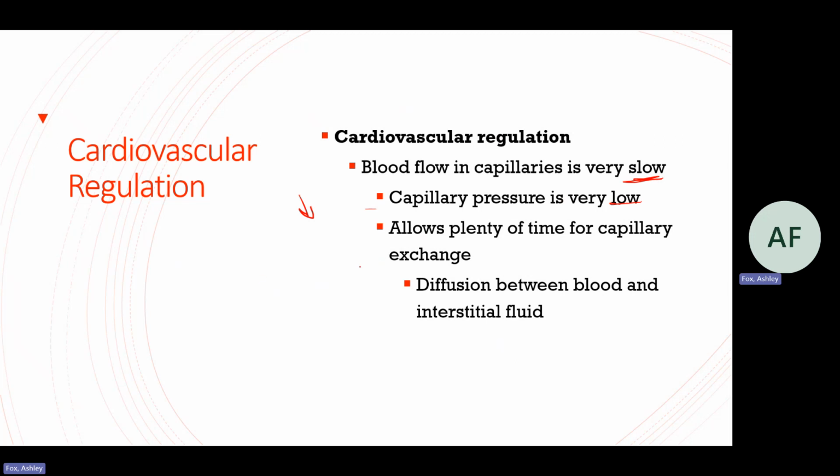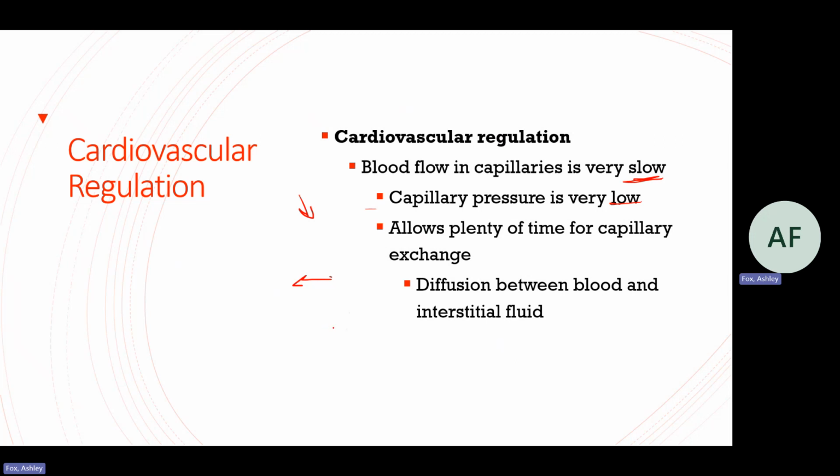Well, you want exchange. You want exchange of nutrients and carbon dioxide and oxygen to go back and forth. Well, that takes time. The more time that you have, the more diffusion and exchange can occur. If you're speeding through something, there's less time for exchange. Also, we're going to discuss in another video how exchange actually occurs.